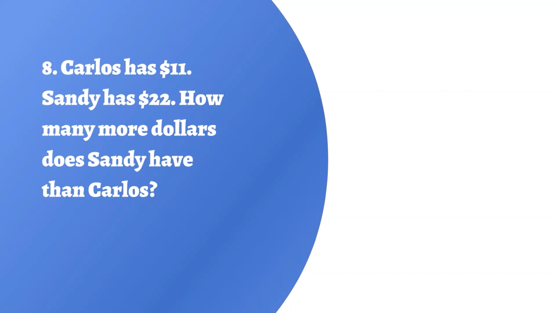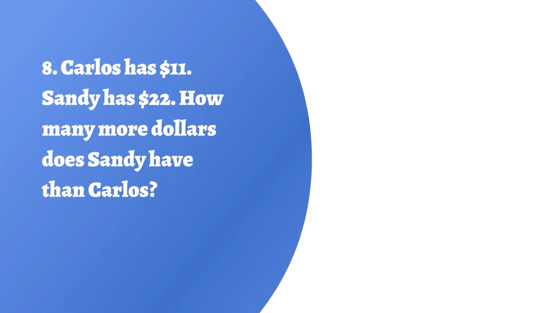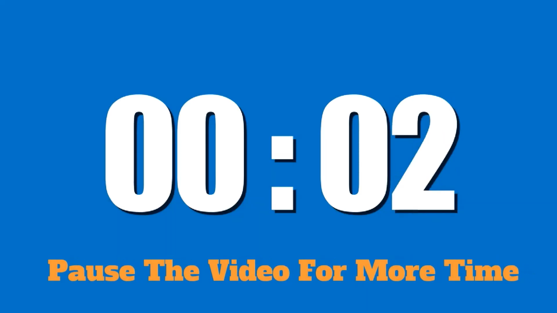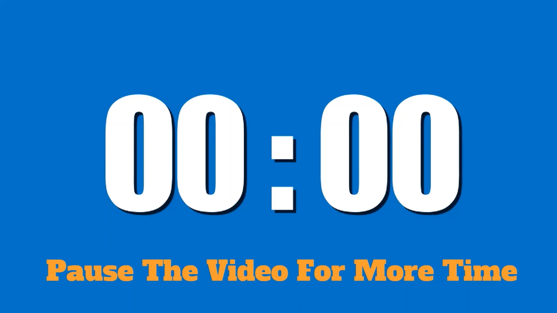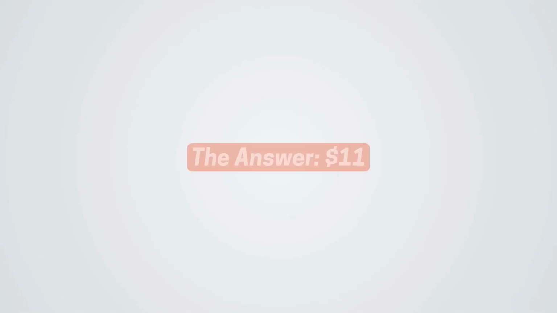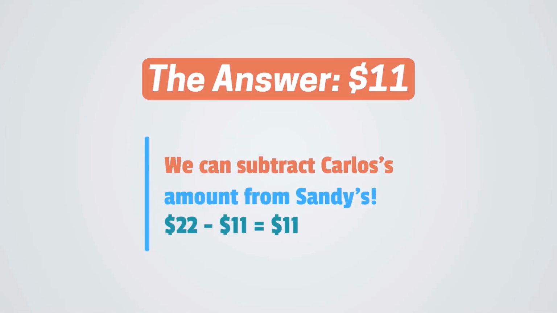Number 8. Carlos has $11. Sandy has $22. How many more dollars does Sandy have than Carlos? Pause the video for more time to solve this problem. The answer is $11. We can subtract Carlos's amount from Sandy's amount. $22 minus $11 gives us $11.